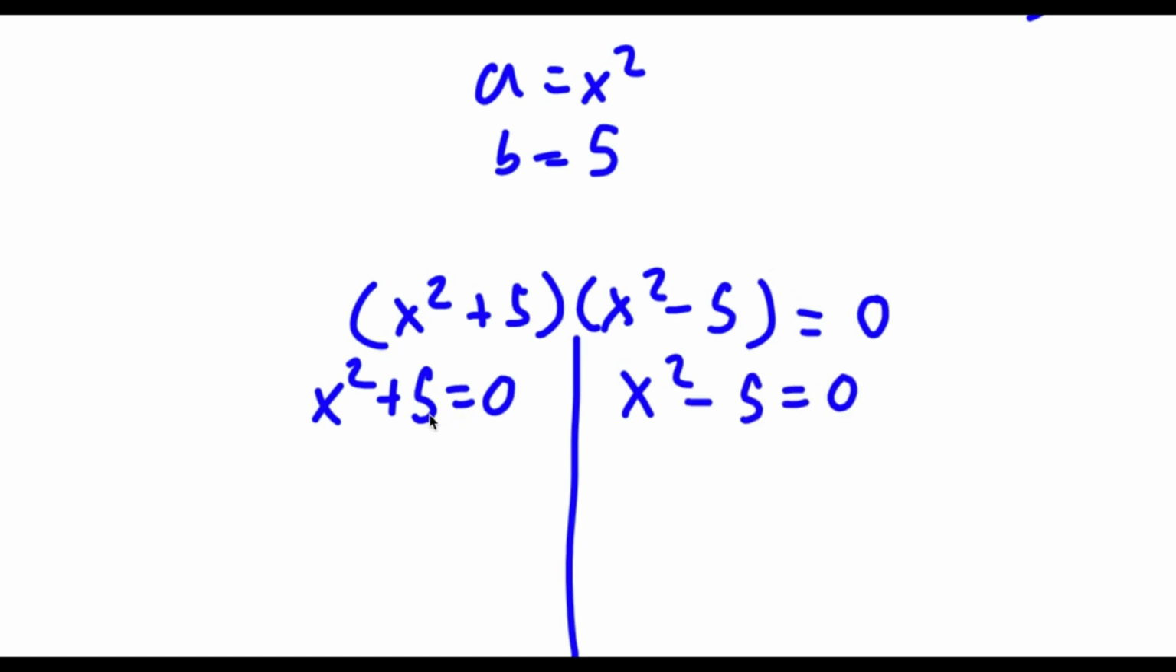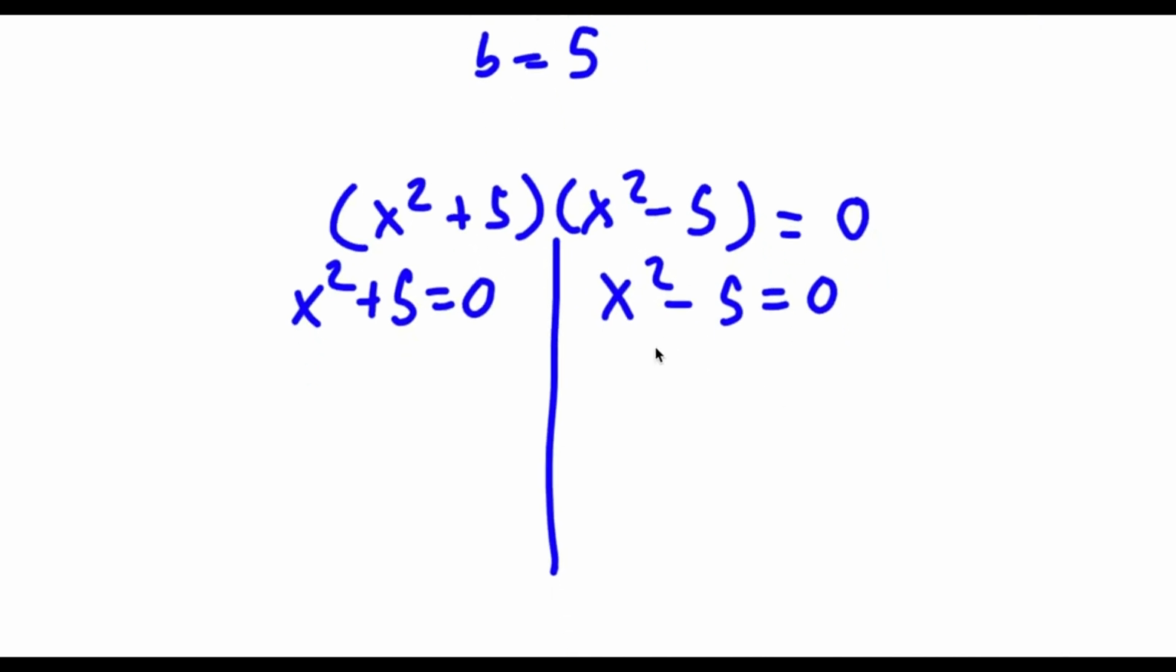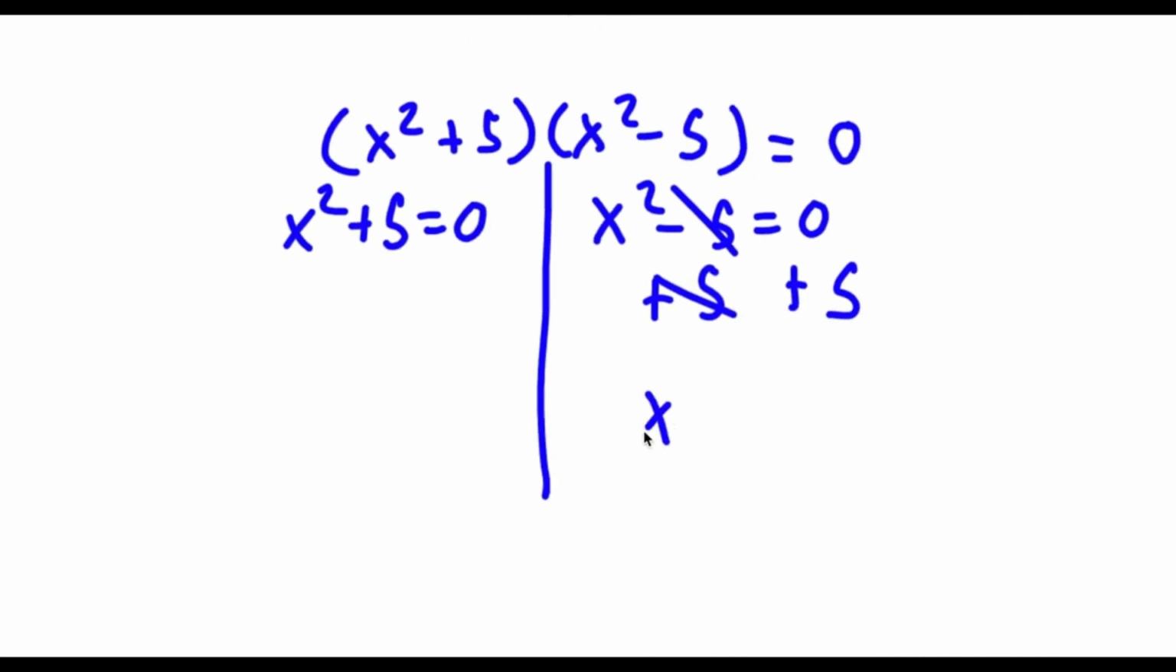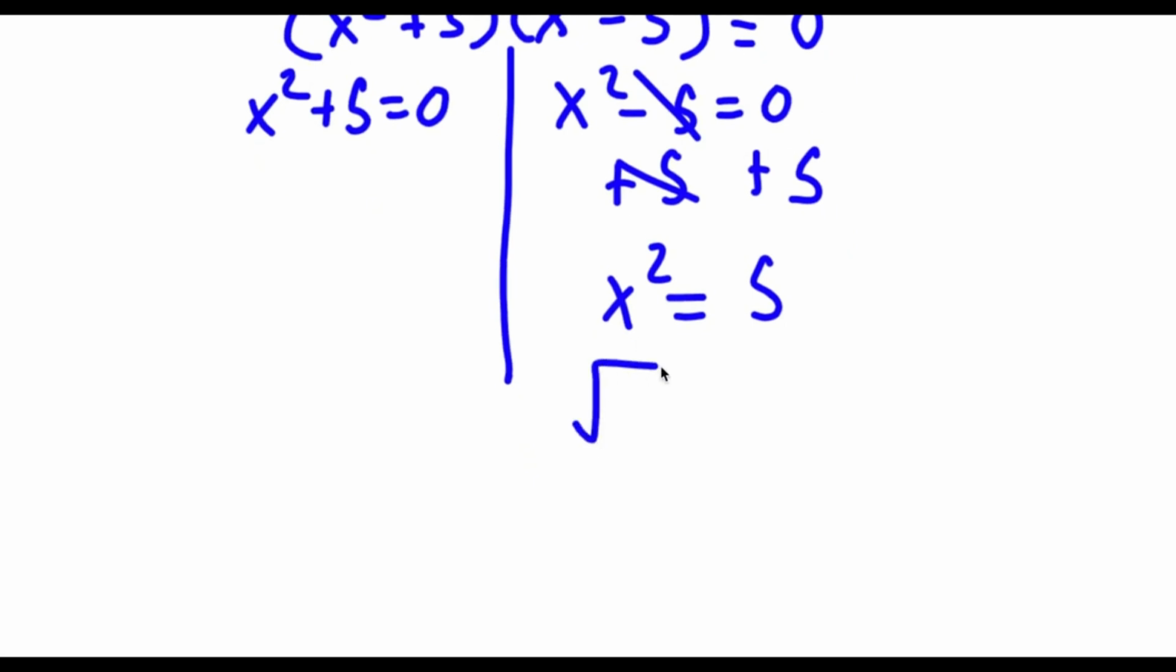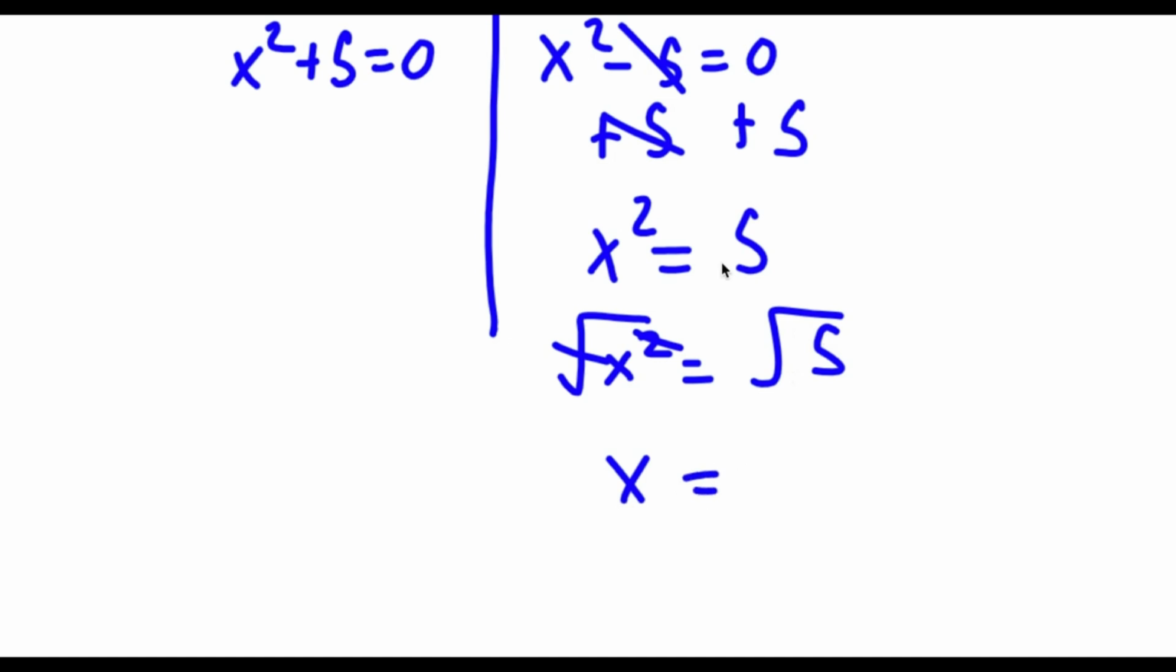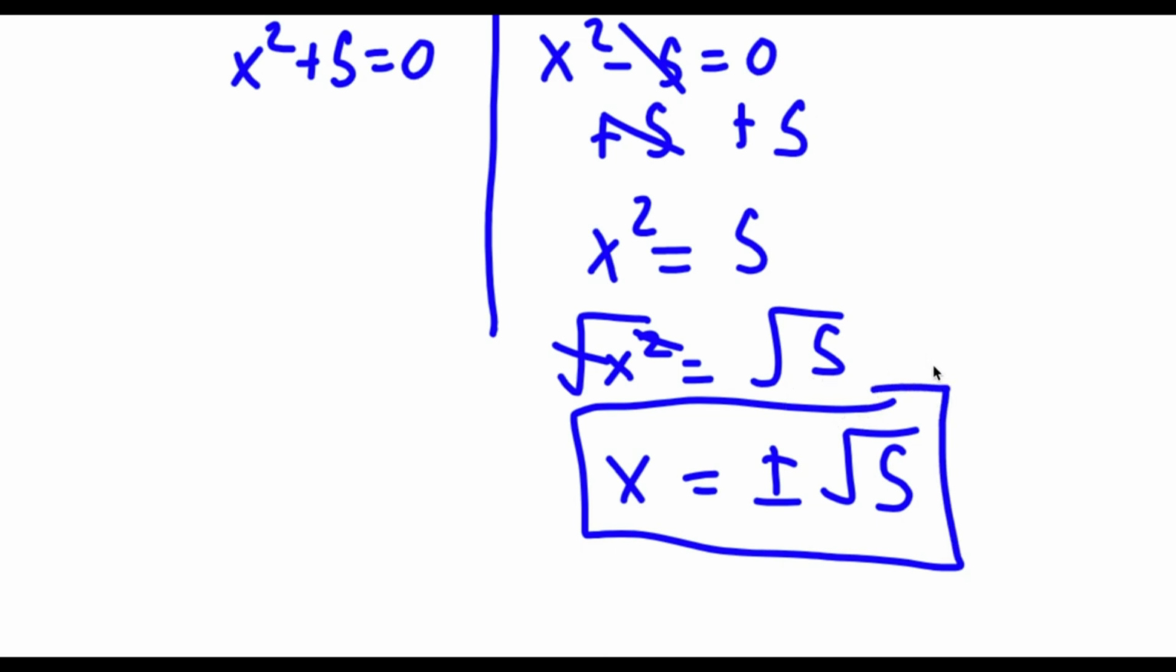Let's first start with x squared minus 5 equals 0. I'm going to first start by adding 5 on both sides. So now these two cancel out, and I am left with x squared is equal to 5. Now, I'm going to take the square root on both sides. So I have the square root of x squared is equal to the square root of 5. Now, the square root of x squared, that's simply equal to x. And the square root of 5, this is actually going to be positive or negative square root of 5. So, these are 2 solutions of x.